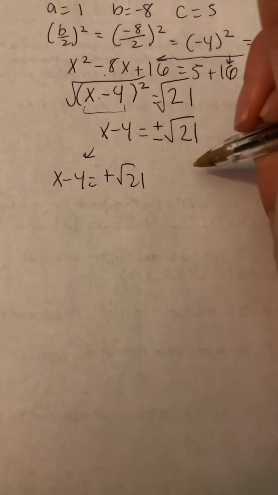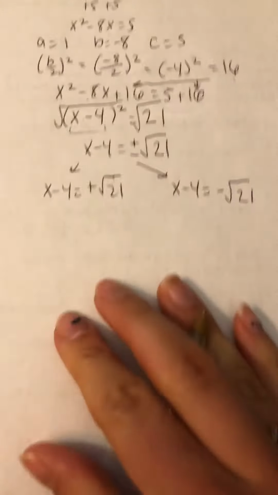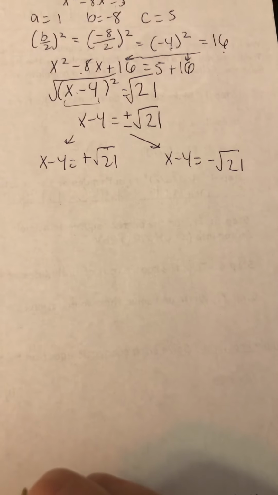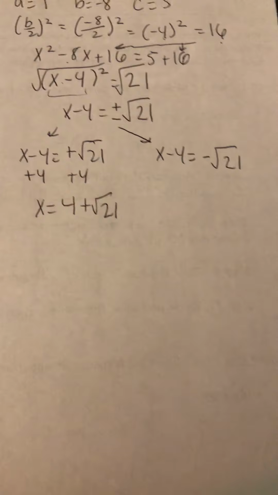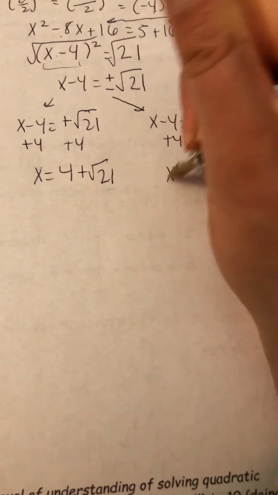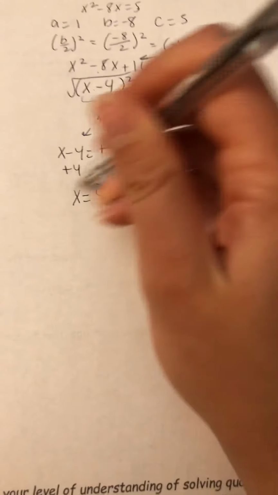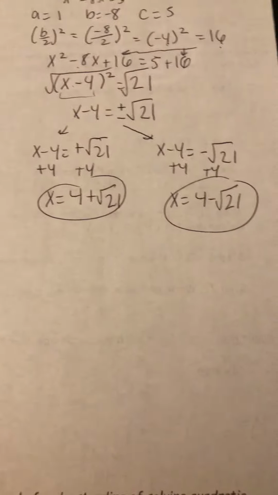X minus 4 is equal to positive root 21. And x minus 4 is equal to negative root 21. Add 4. You get x is equal to 4 plus the root of 21. And you get x is equal to 4 minus the root of 21. Those are your answers.